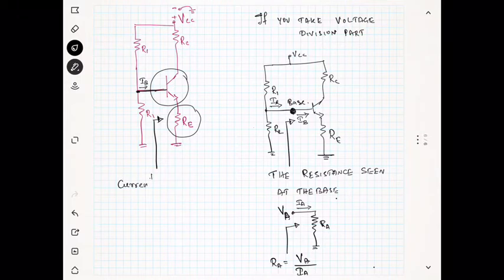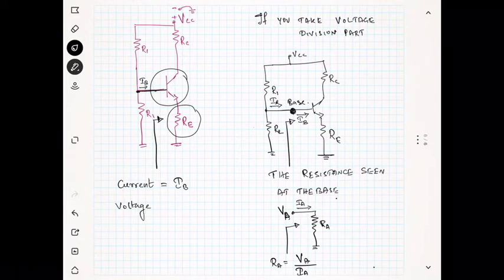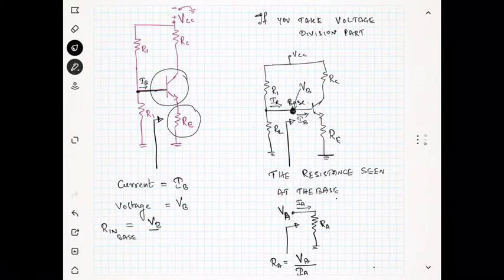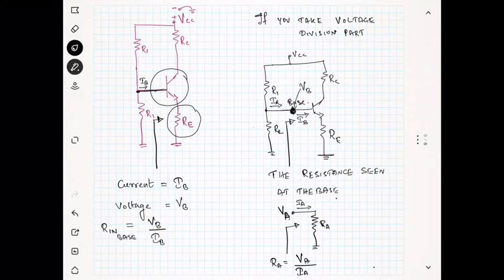Now the current is equal to IB, right? The voltage, what is the voltage? The voltage at the base, how much? The voltage at the base is VB. Am I correct? Because this is the base, so at the base the voltage is VB. So the resistance at the base, we can say this is some Rin which is seen at the base, is equal to VB over IB, right? It is nothing but VB over IB.